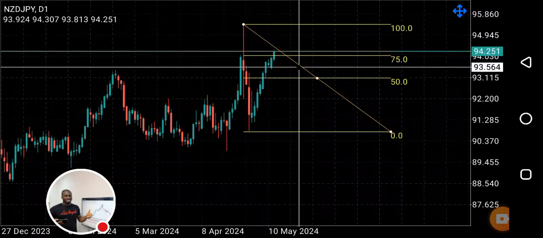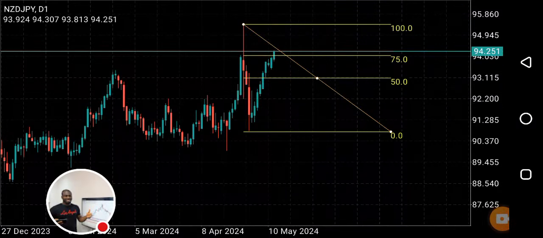So if I'm to take any trade on New Zealand JPY today, it will be a sell. All I'm waiting for now is a bearish reversal pattern to form. That is what I'm waiting for, a bearish reversal pattern to form at a premium level. I would sell. That's if I want to sell New Zealand JPY.